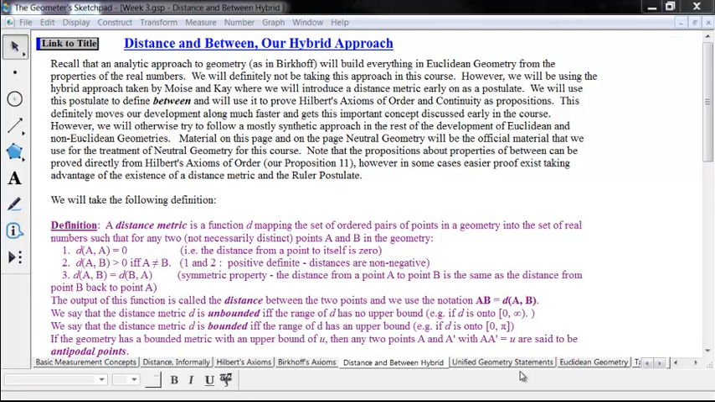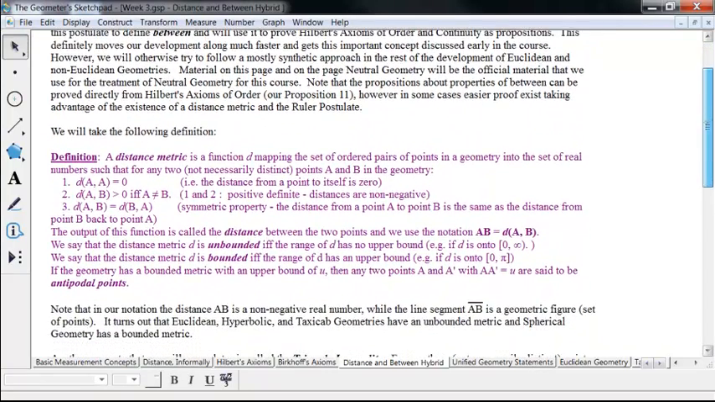Okay, so there's a tab here for unified geometry statements that will be true in unified geometry. We'll briefly talk about those in a minute, and then more detail later. Okay, so we're going to take the following definition of a distance metric.